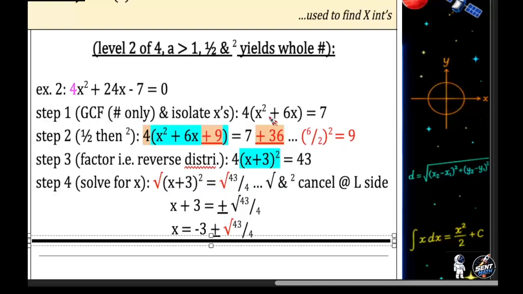So we add 9 here, but really we're not adding 9 on the left side, we're adding 36 because you have to distribute the 4 to the 9.